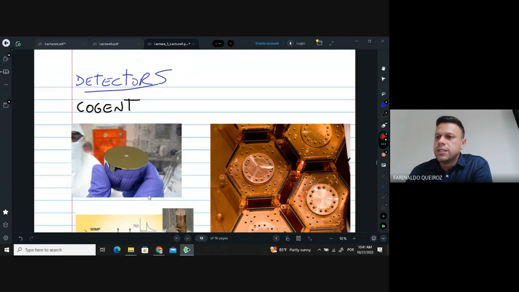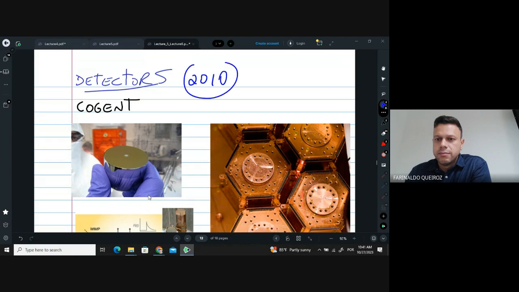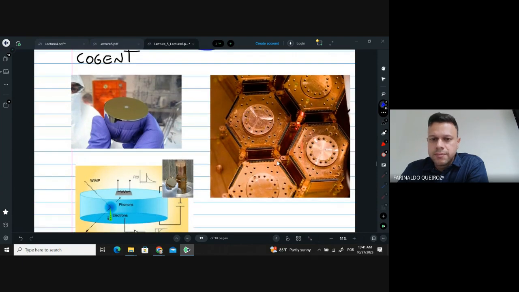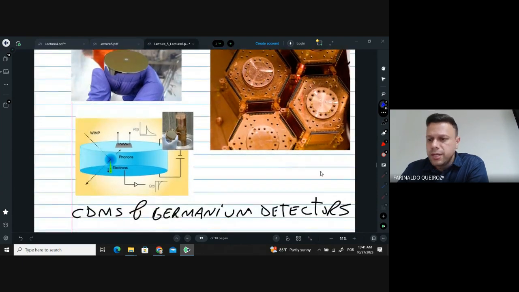Around 2010, there was a detector called CoGeNT that was made of germanium only. And that detector, as you can see, is very small. You see them there, sitting on plates. Let me explain what this germanium detector looks like.